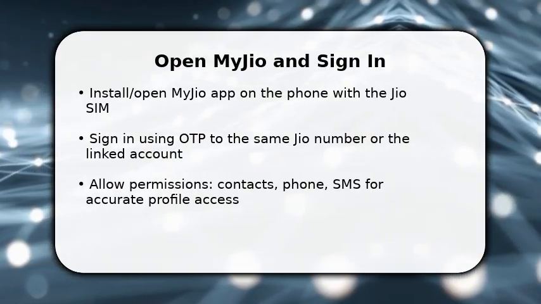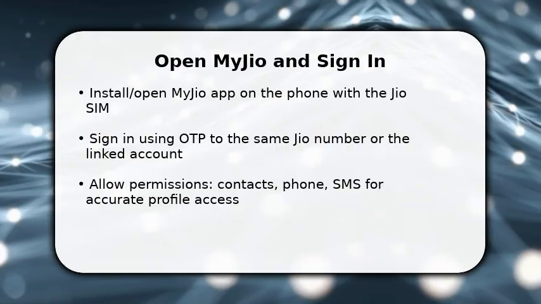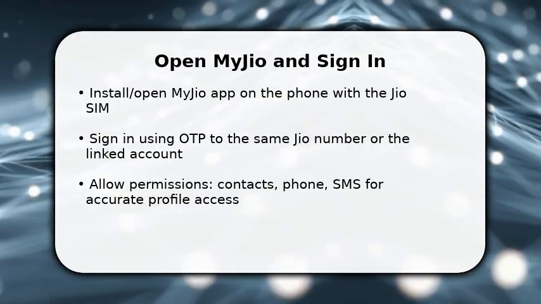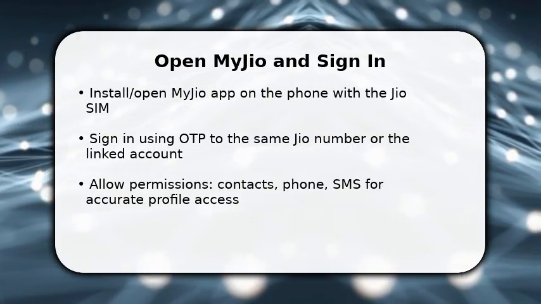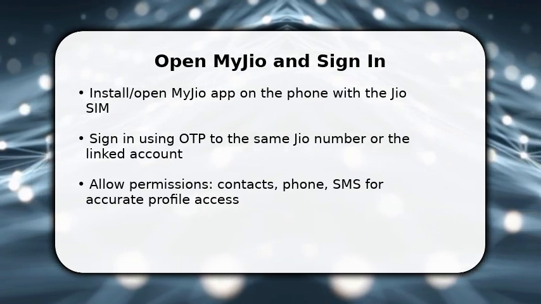You don't need to toggle deep settings. Just complete the OTP verification and land on the home screen. Make sure the SIM is active and has network signal before continuing to the next step.